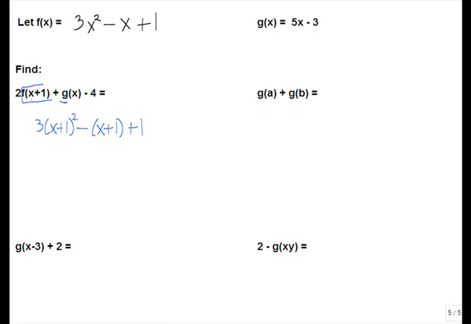What about that 2 that's in front? Well, if you think about what that says, that's 2 times this whole function.